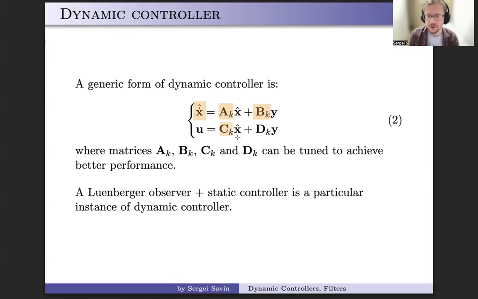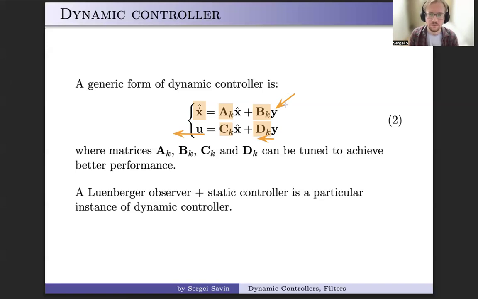Observation matrix of the dynamic controller, or output matrix if you want. And this is what you normally call feed through for the dynamic controller. Why feed through? Because this is what takes input and multiplies it the same way as a static controller would do and pushes it to the output. So it bypasses the state. That's why we call it feed through.